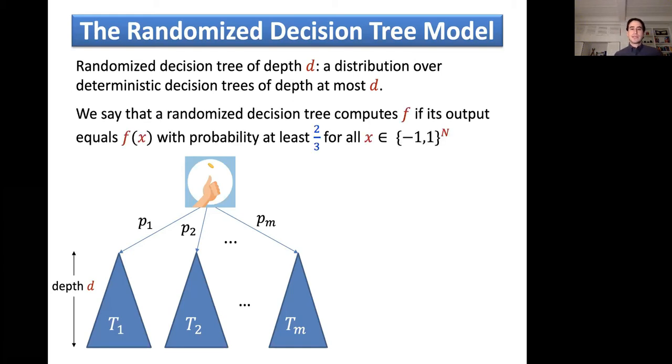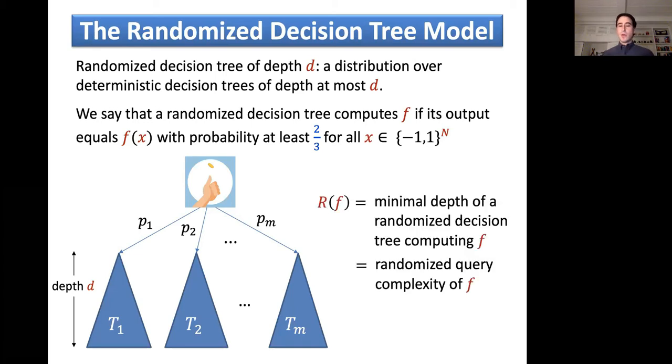We say that a randomized decision tree computes a function if it outputs the right value of the function with probability at least 2/3 on every input. And again, we'll denote by R of f the minimal depth for a randomized decision tree computing a function, or the randomized query complexity of a function f.